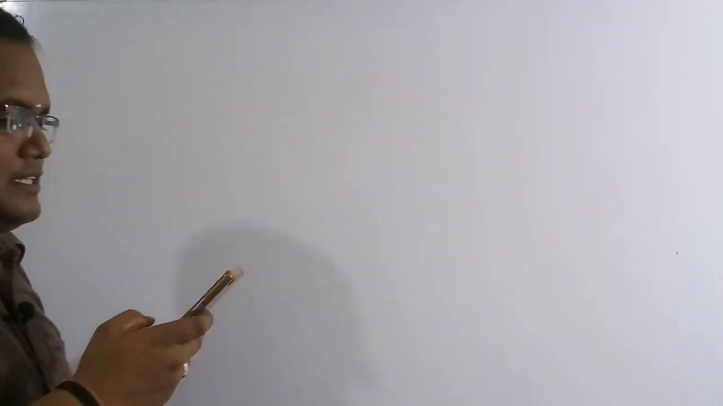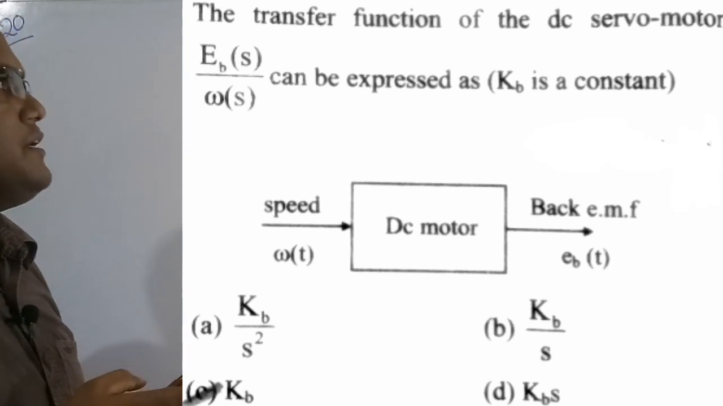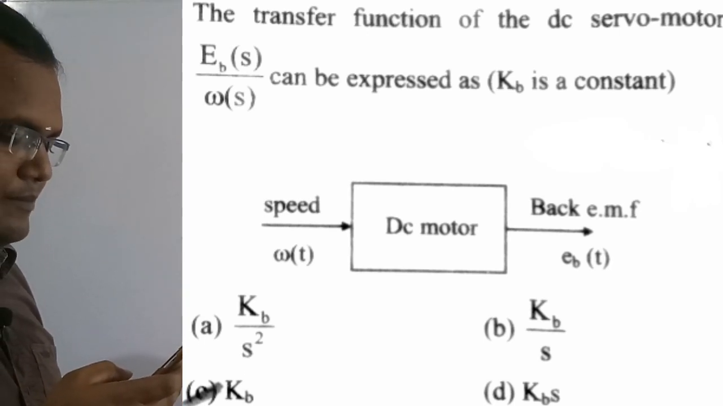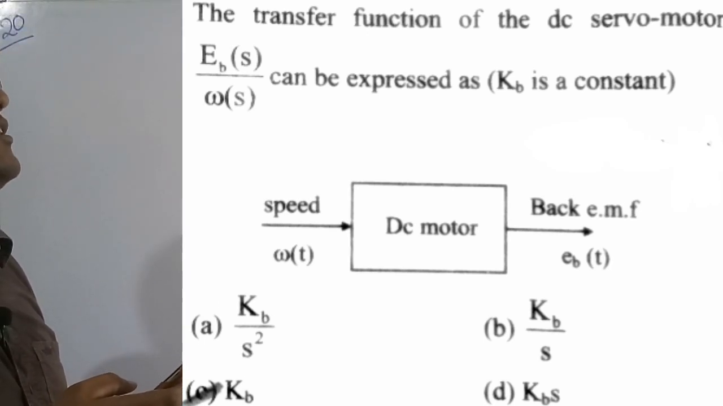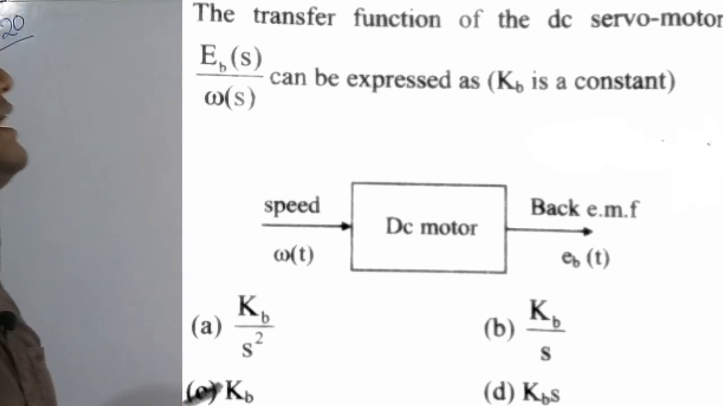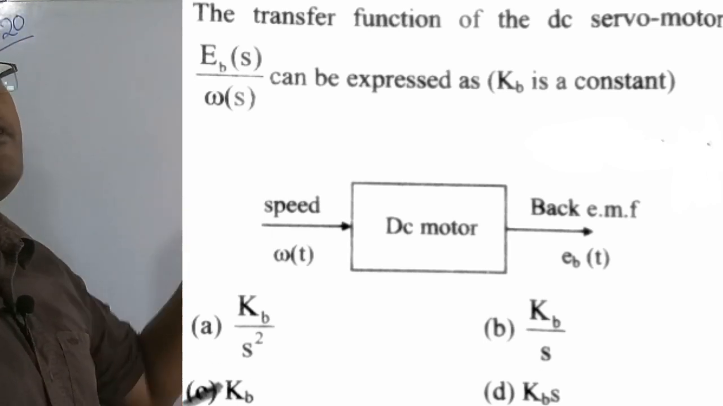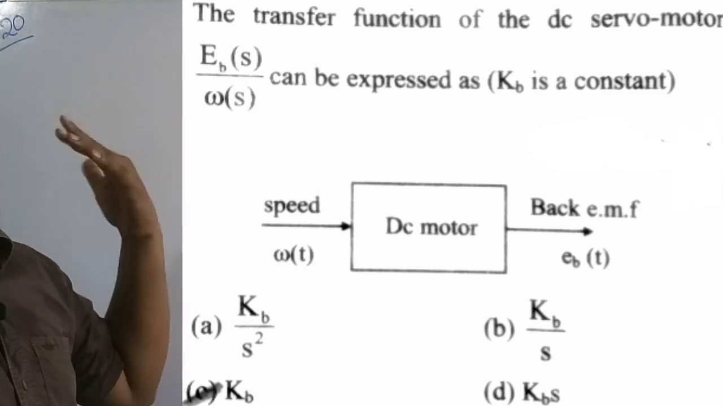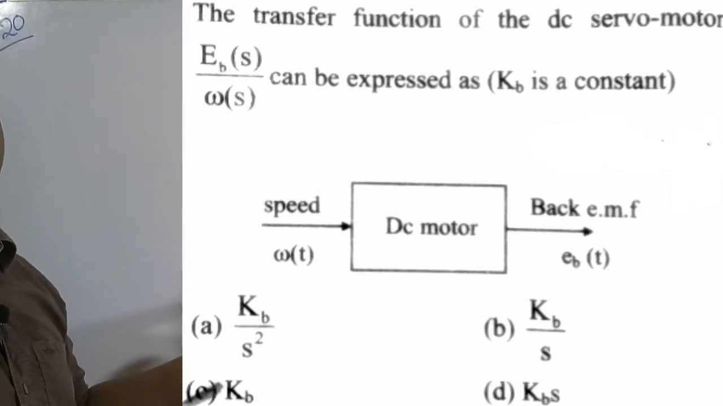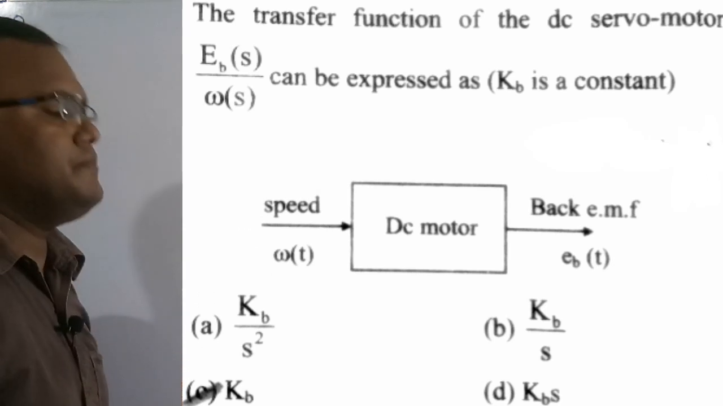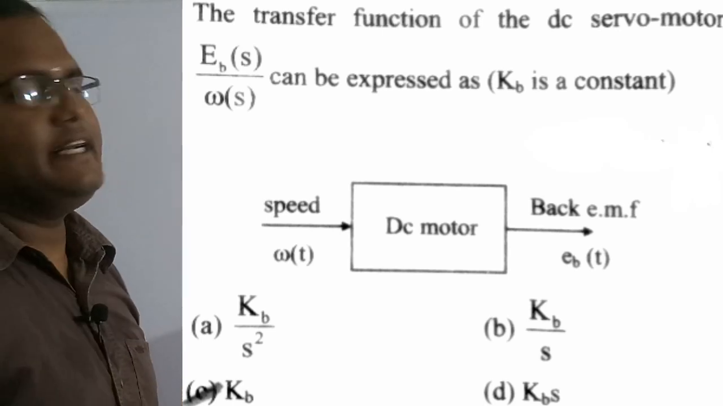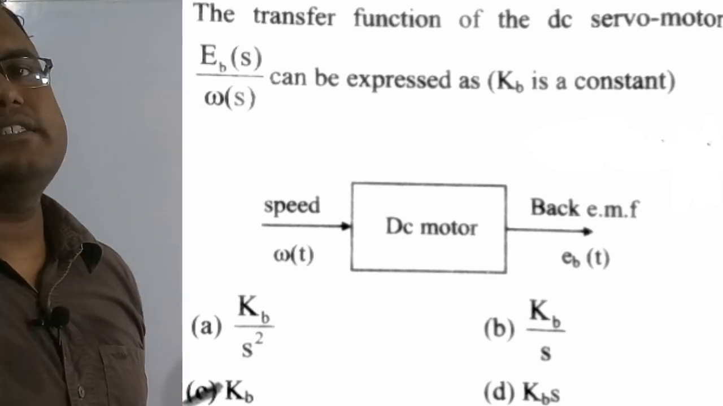So the question here: the transfer function of the DC servo motor, EB of s by omega of s, can be expressed as, where KB is a constant. So basically in this question they are asking what is the transfer function of the output by input, where output is a back EMF and input is a speed in terms of radians per second. So omega is the radians per second.